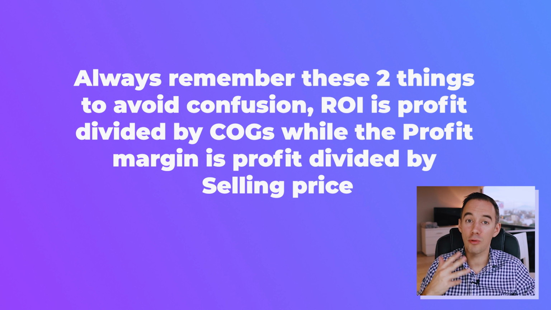Now, always remember these two things to avoid confusion. ROI again is profit divided by cost of goods. Profit margin is the profit divided by the selling price. Now we're talking about ROI and profit margin, and these are super important things.